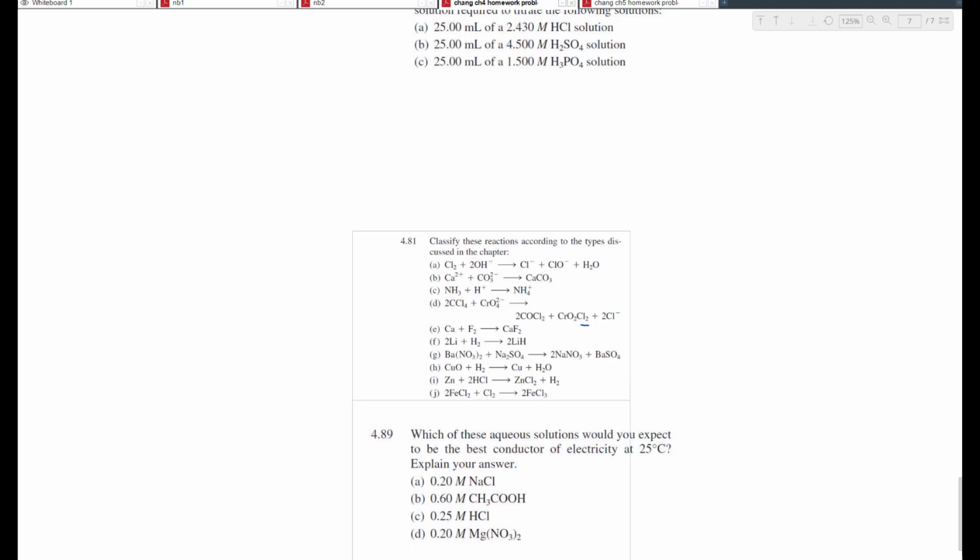It says the answer is combination reaction, and the explanation they give is that the oxidation numbers of carbon, chlorine, chromium, and oxygen do not change. This is not a redox reaction, and it does not fit easily into any category, but could be considered a combination reaction. But it's not a combination. Why? Because combination means two or more things will come together to make less. Now we have three things. So basically, I can consider it a little bit as a decomposition, but not as a combination.